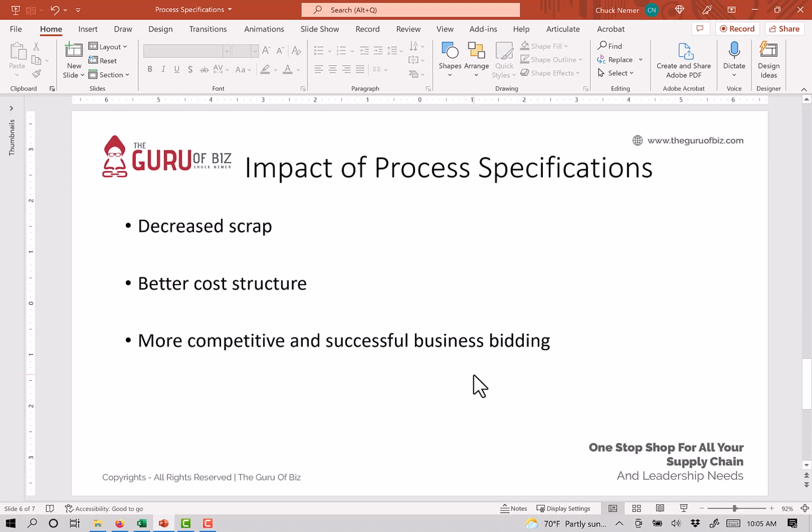What this means then, or the impact on process specifications, making promises that you can keep consistently, is you'll end up with decreased scrap and failure because you know what can and cannot be produced successfully. In addition, you can identify areas to improve upon them, and create a competitive advantage.